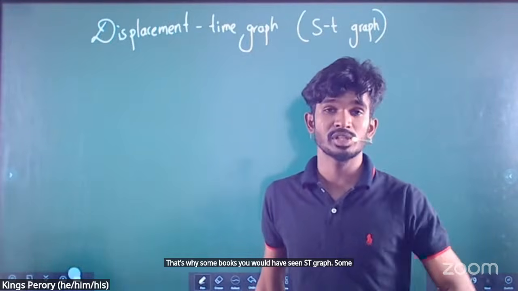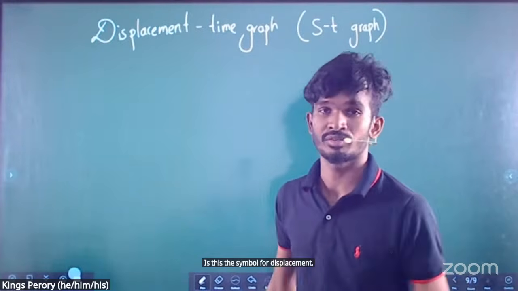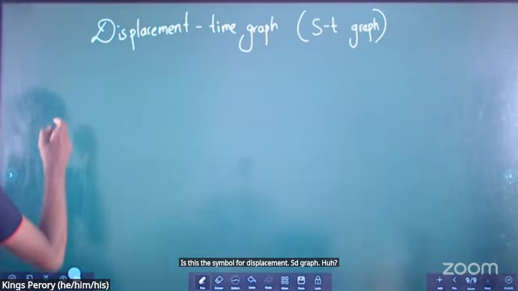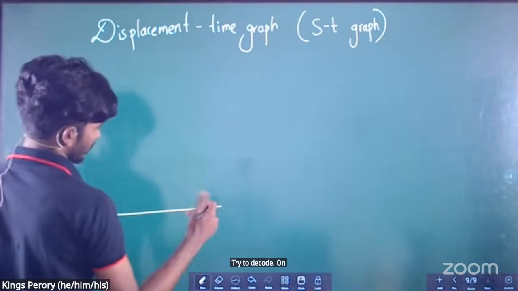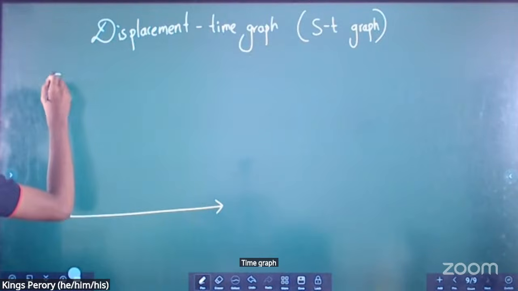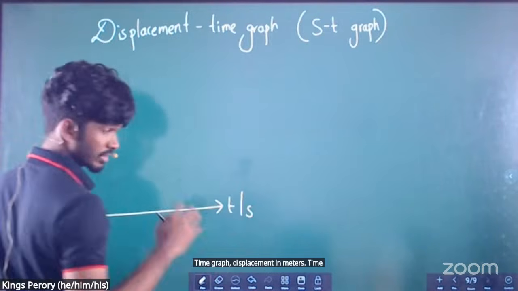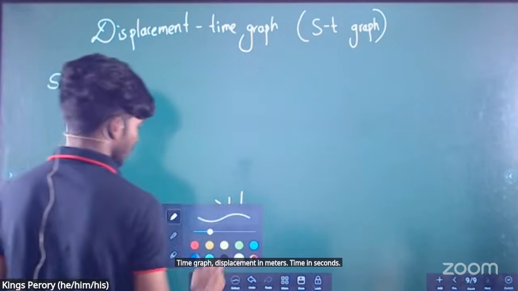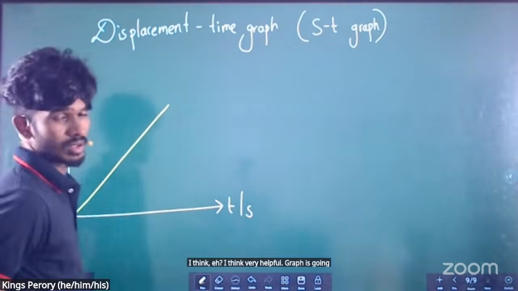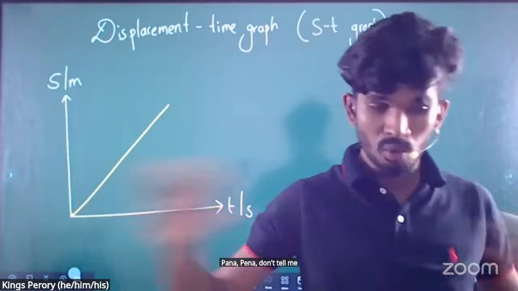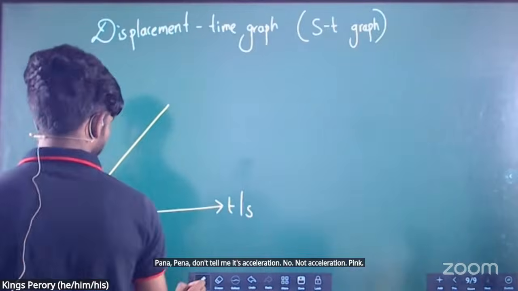Some old syllabus papers also have the ST graph, where S is the symbol for displacement. What are the graphs we have? Try to decode. On the displacement-time graph, displacement is in meters, time in seconds. Now think very carefully. The graph is going up. Don't tell me it's acceleration. No, not acceleration.